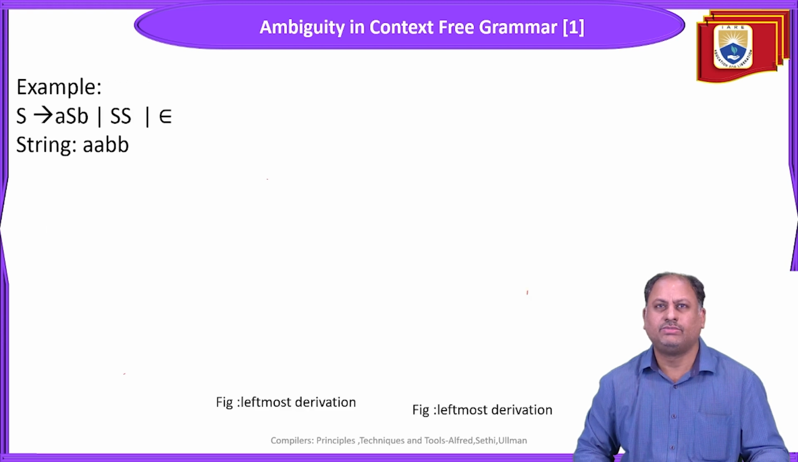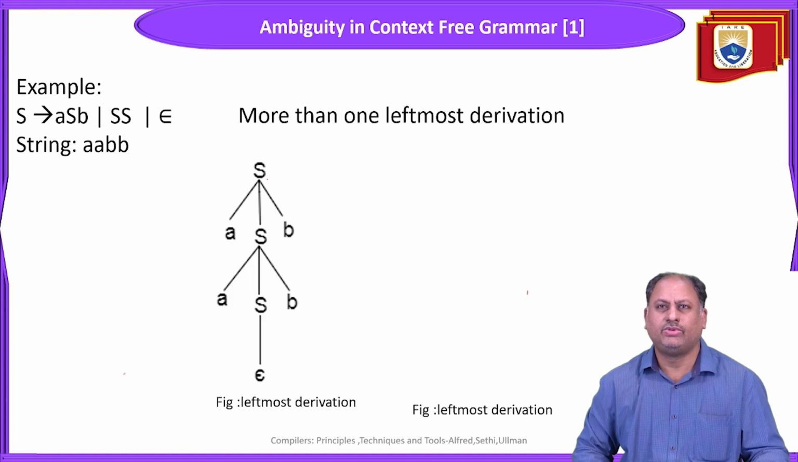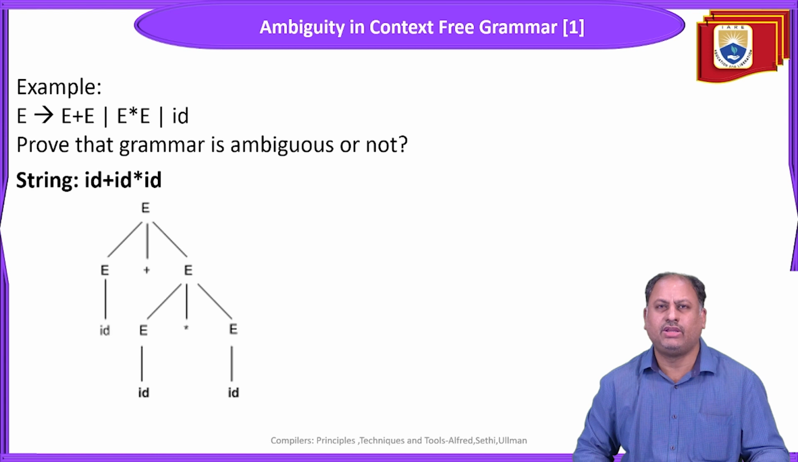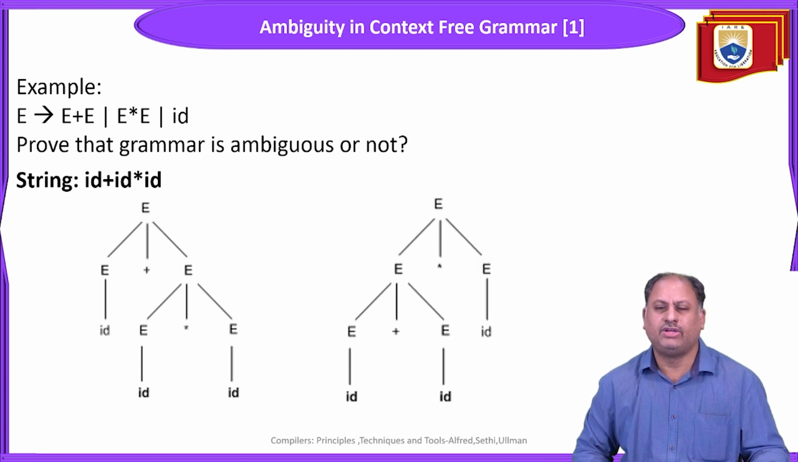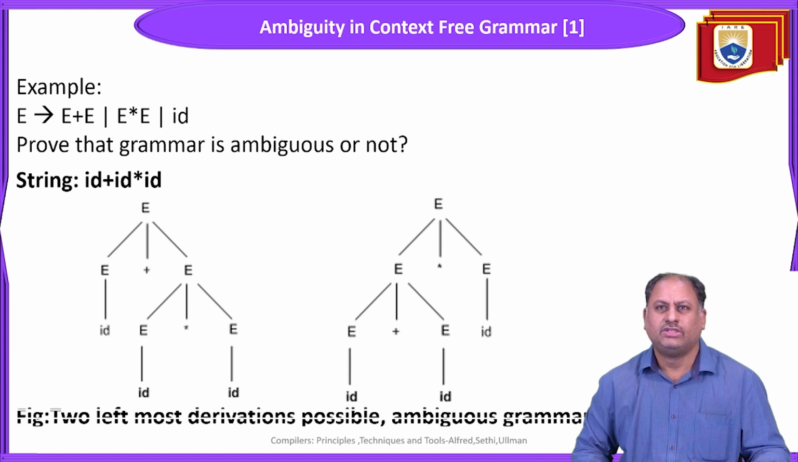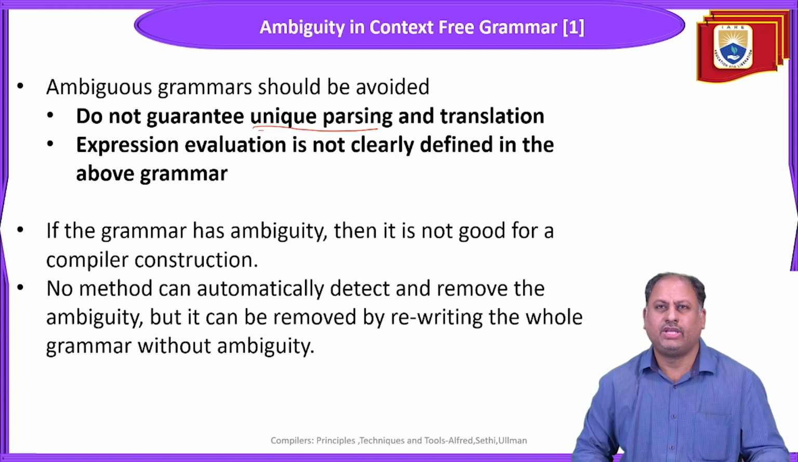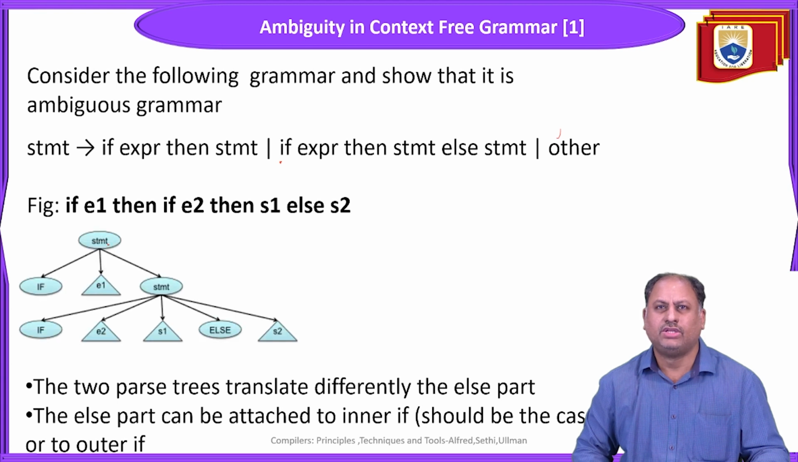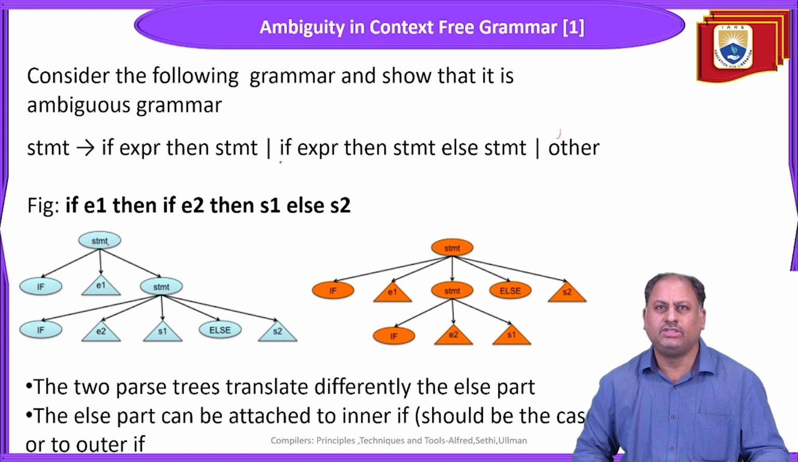This parse tree we have taken with an example. In this example, we have seen two leftmost derivations, and in the second example, E derives E plus E, E derives E star E, E derives ID, where two leftmost derivations exist for the given string ID plus ID star ID. So where the ambiguity arises, we are going to eliminate it. To eliminate it, we have to use some type of precedence. So here also the ambiguity arises in the expression.